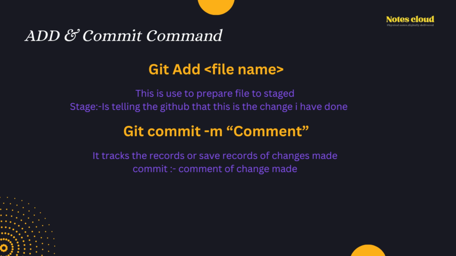Git commit -m and a comment. This creates a commit, which is like taking a snapshot of your project at the moment. Your commit message should always describe the changes you made so that it's easy to track the project's history. Alright, let's proceed with the live demonstration.